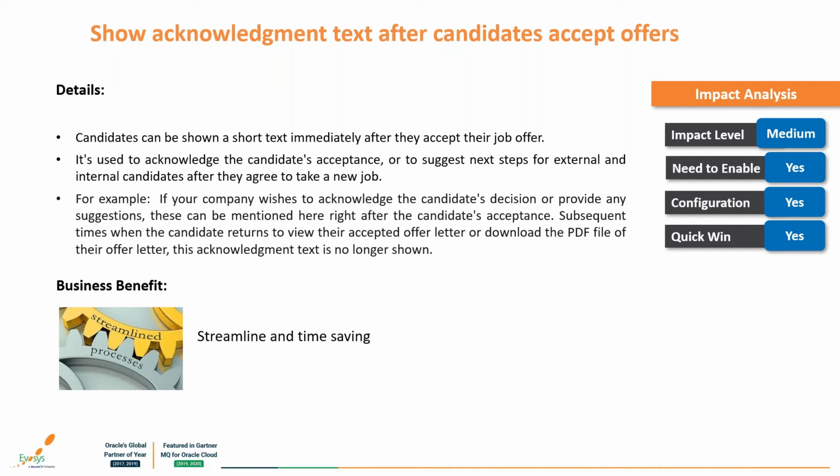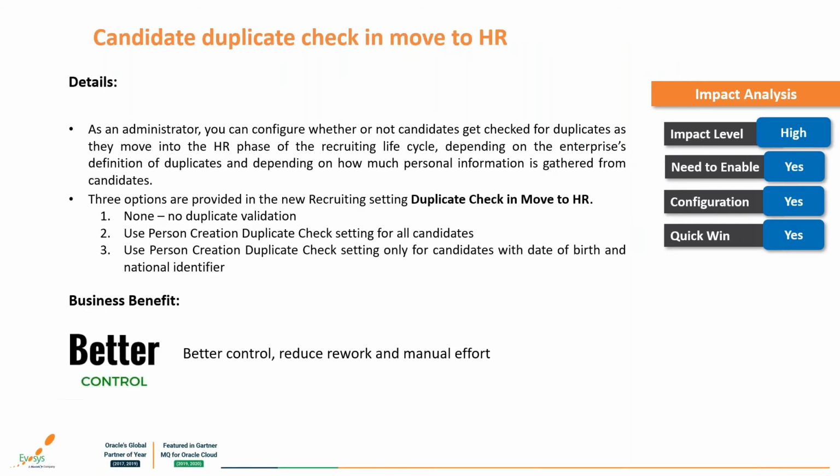So moving forward to the next feature, which is candidate duplicate check in move to HR. Now as an administrator, you can configure whether or not candidates get checked for duplicates as they move to the HR phase. You can check where candidates have reached in the recruiting life cycle, and check for duplicates depending upon the enterprise definition of duplicate. You must have defined what the duplicates are as per your enterprise definitions.